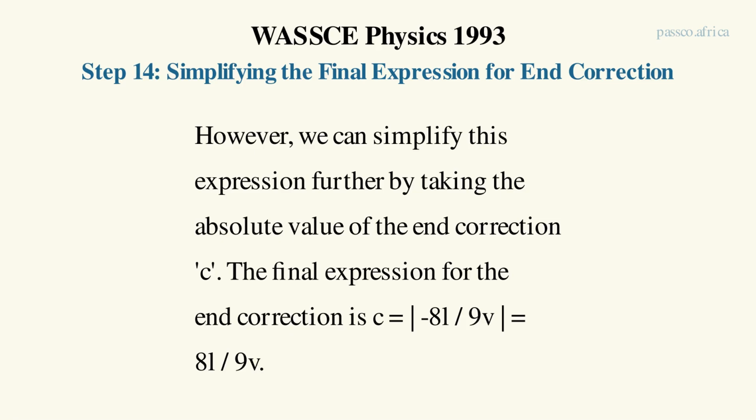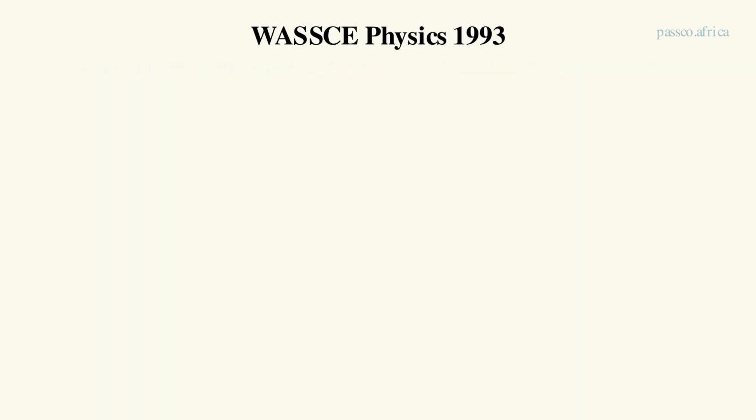To recap, we solved the question by: 1. Understanding the equation, 2. Velocity of sound, 3. Frequency of the first overtone, 4. Rearranging the equation, 5. Finding the end correction, 6. Isolating the end correction, 7. Simplifying the expression, 8. Simplifying further, 9. Simplifying even further, 10. Final expression for end correction, 11. Simplifying the final expression, 12. Final expression for end correction, 13. Final expression for end correction, 14. Simplifying the final expression for end correction.